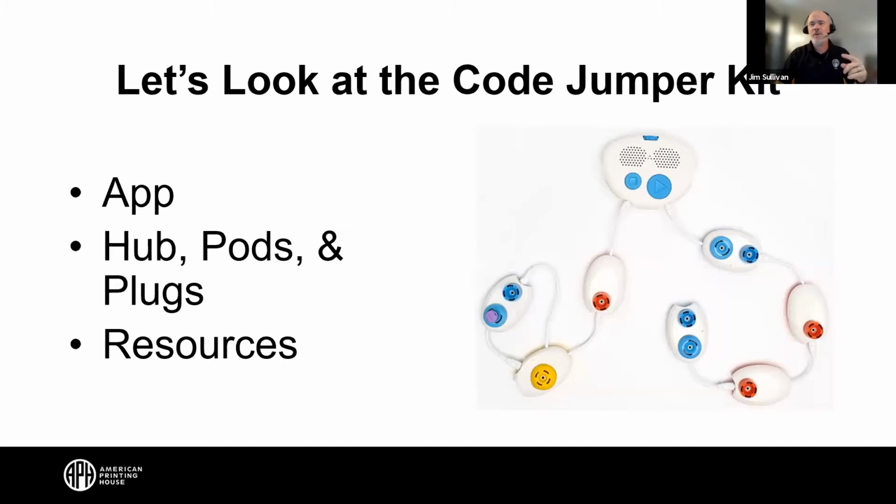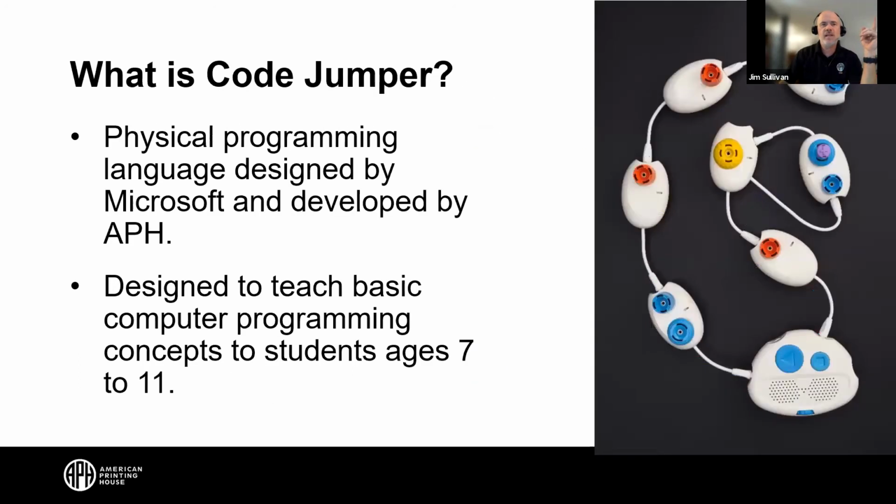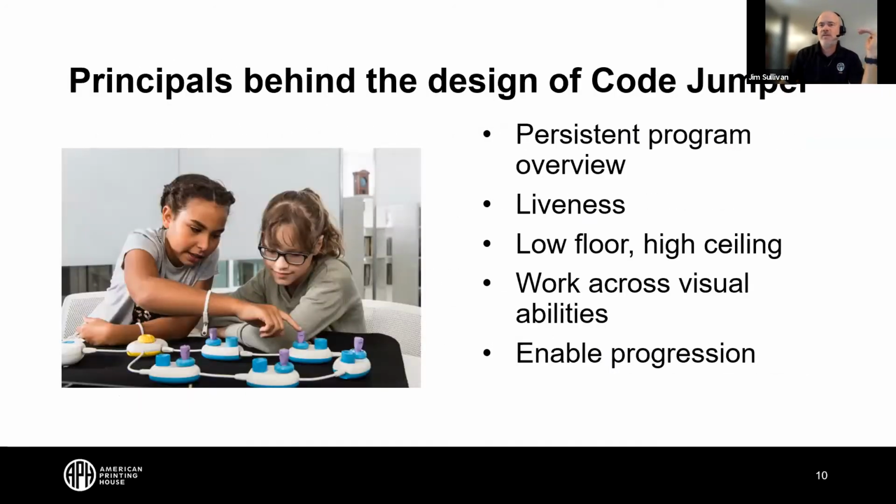All right. Before we go a little bit further, I'm going to jump back a couple of slides and come back to this idea of a persistent program overview, liveness, low floor, high ceiling, working across visual abilities, and then enabling progression. As we go through this, looking for the ability for the kids to get that big picture, that immediate response, you're going to see different concepts talked about here in relation to low floor, high ceiling as it relates to computational thinking, and the ability to enable all kids to work through this.